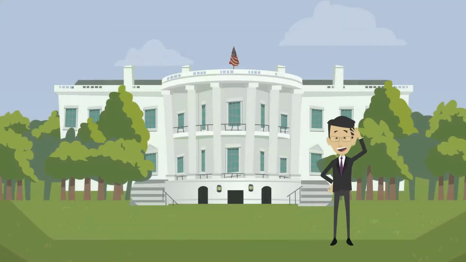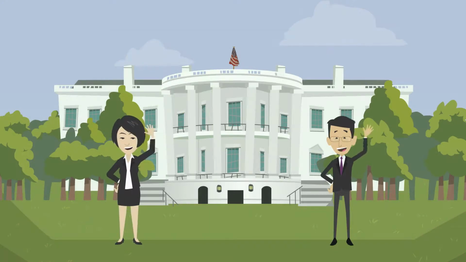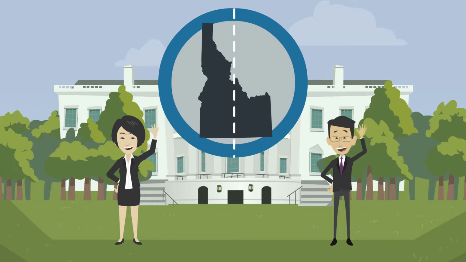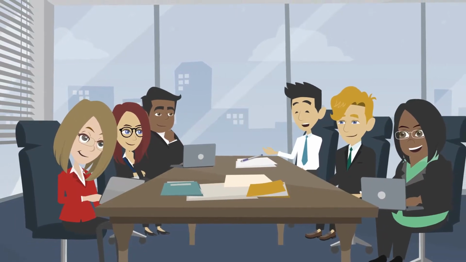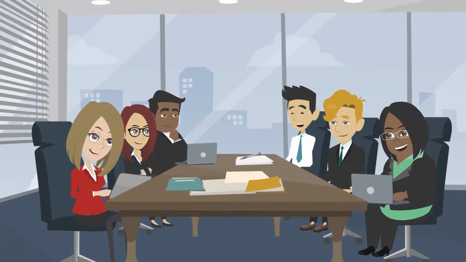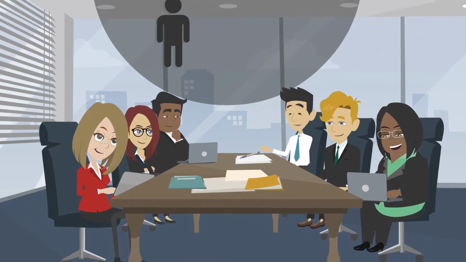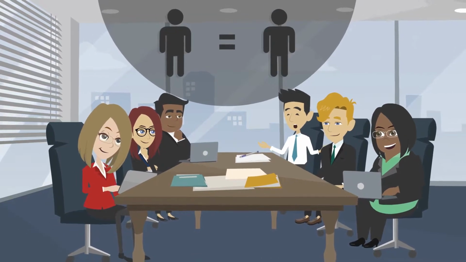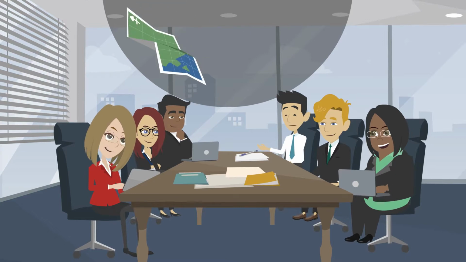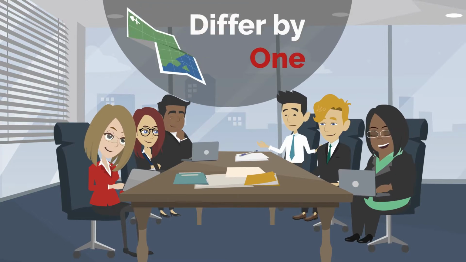At the national level, Idaho currently has 2 representatives in Congress. That means we also have to divide the state into 2 congressional districts. The same commission uses the same process and census data to do this, but this time, the number of people in each district must match exactly, unless the total state population is an odd number. Then, the number in each congressional district can differ by 1. That's some pretty precise map drawing.